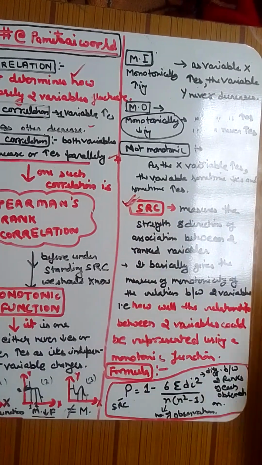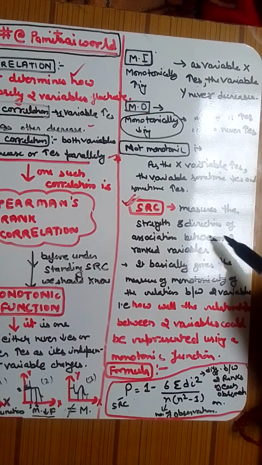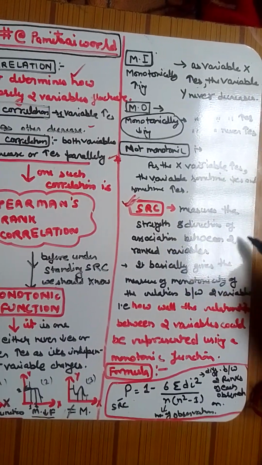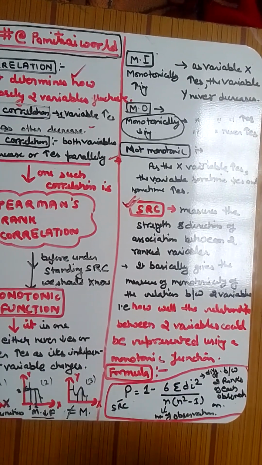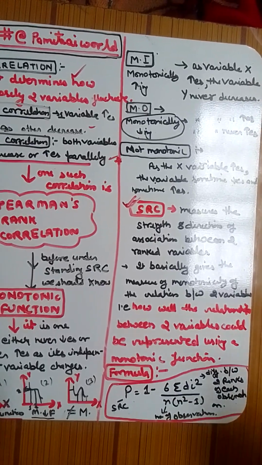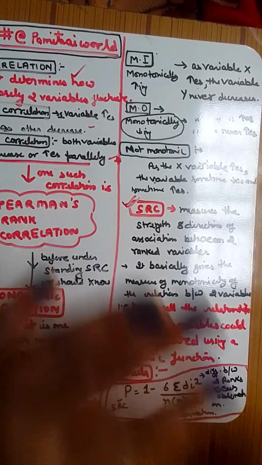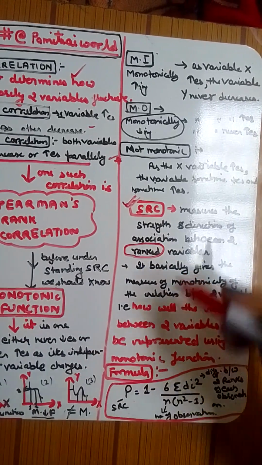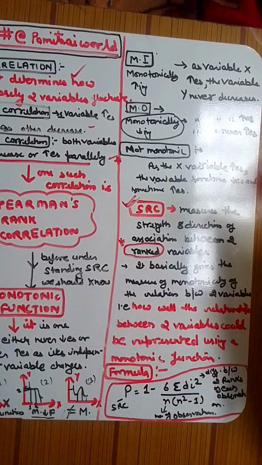Now what is SRC? SRC is Spearman rank correlation. It measures the strength and direction of association between two ranked variables. So till now, all the students could understand that the Spearman correlation coefficient tells the strength and direction of association between two variables, and these two variables are not simple variables, but they are ranked variables. Now we will understand what the rank variable is after this. I'll erase all those theoretical parts.